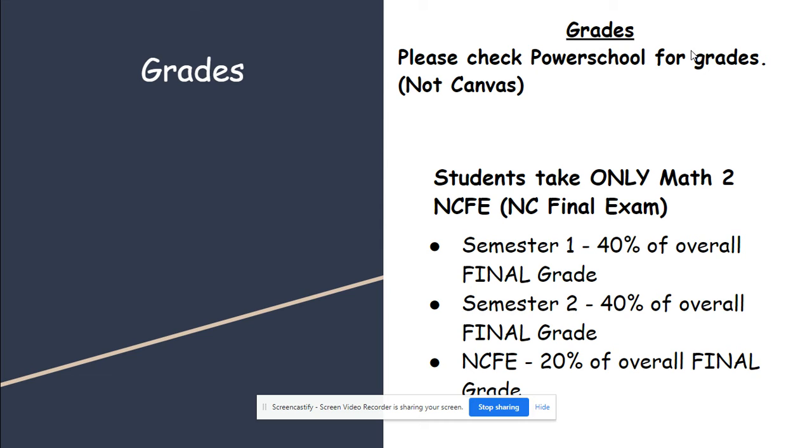So grades this year, please check PowerSchool for grades, not Canvas. Canvas will not have any grades in it. And then the breakdown for this course for Math 2 is the same as Math 1. 40% of their grade is their semester 1 grade. 40% of their final grade is semester 2, and then 20% of their grade is their final exam.